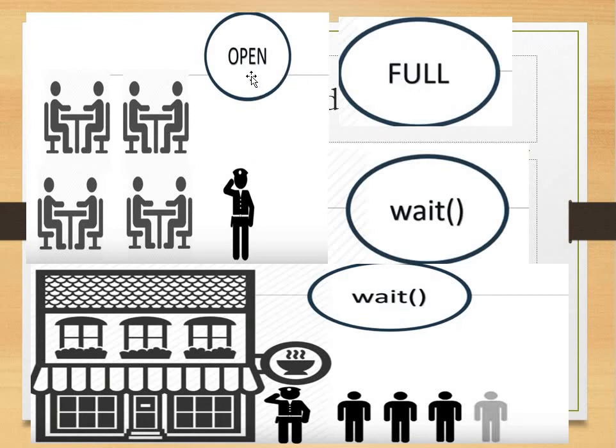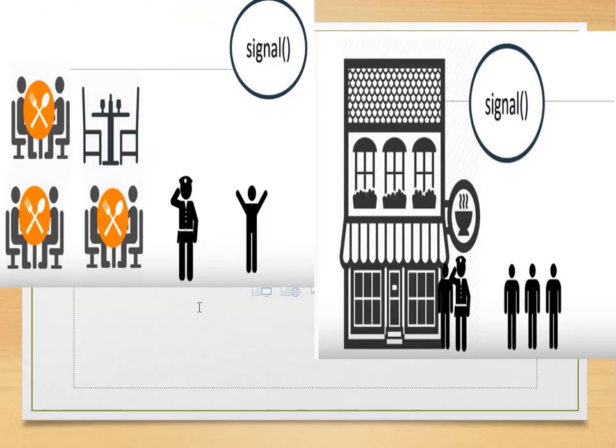The restaurant is open and everybody has occupied their seats. Another bunch of people come and ask the security guard, and he gives a signal: please wait, because the hotel is already full, you have to be in a waiting state. So he is giving a signal.